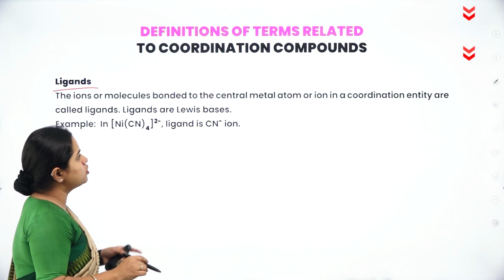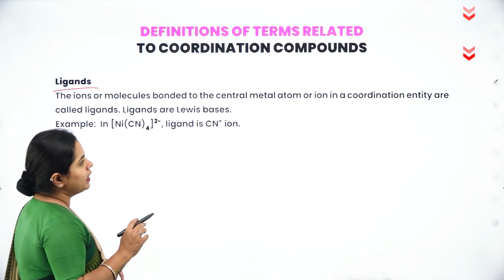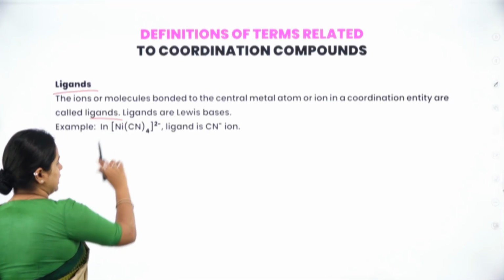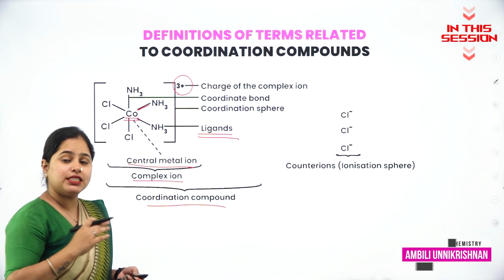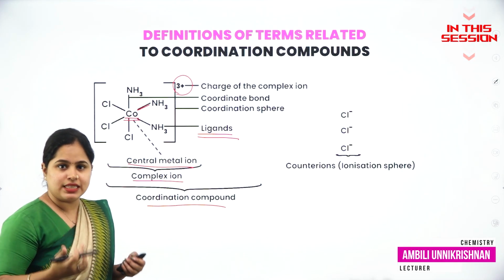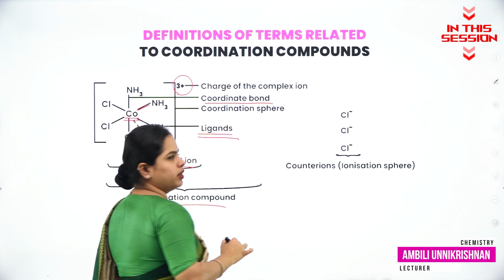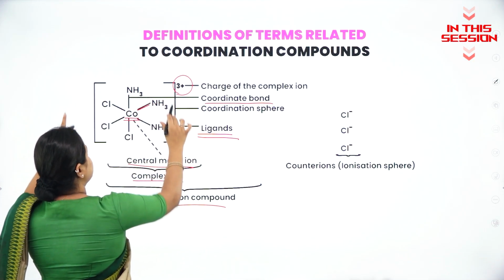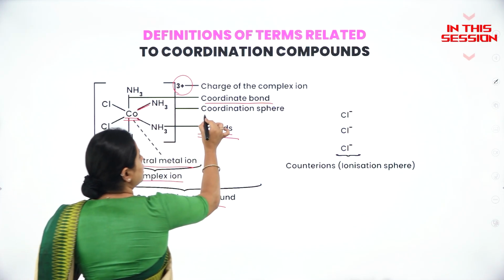The ions or molecules bonded to the central metal atom in a coordination entity are called ligands. Through what bonds are the central metal atom and the ligands bound? Yes, that is called the coordinate bond, right? And whatever is present inside this sphere is called the coordination sphere.